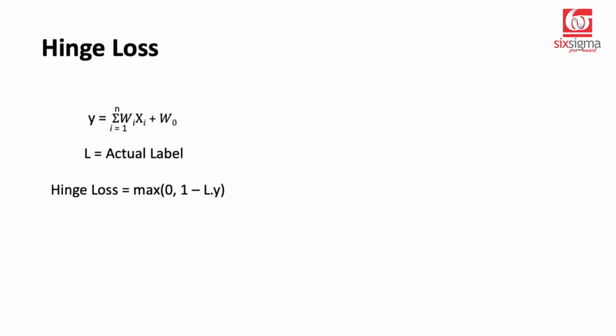Now let's understand the kind of loss that the support vector machines follow. So we know the equation of a plane, we know the actual label. There is a concept of hinge loss that we talk about here, which is the maximum of 0 and 1 minus L multiplied by Y, the label multiplied by the value of the plane. Here Y represents the predicted output and L represents the actual label.